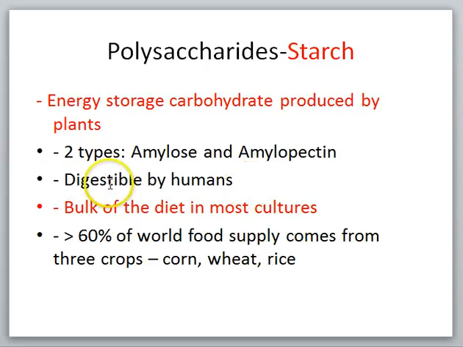Now, starch is digestible by humans. Matter of fact, the bulk of the diet in most cultures around the world is starch. And about 60%, about 2/3 of the world's food supply comes from just 3 crops that are grown primarily for their starch. That is corn, wheat, and rice. I recently saw a figure that said that wheat accounts for about 20% of the calories consumed by the human population.